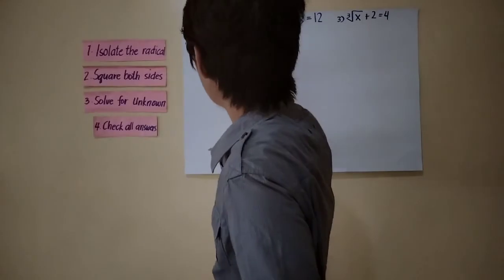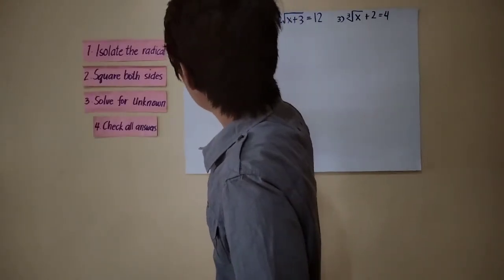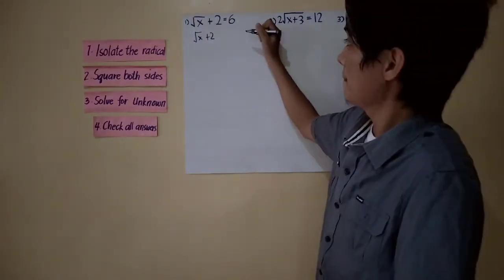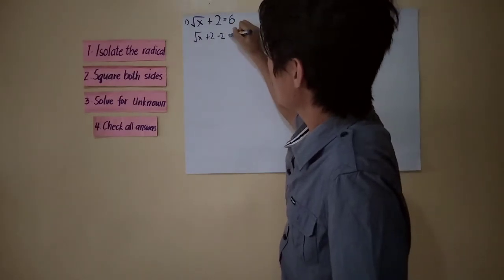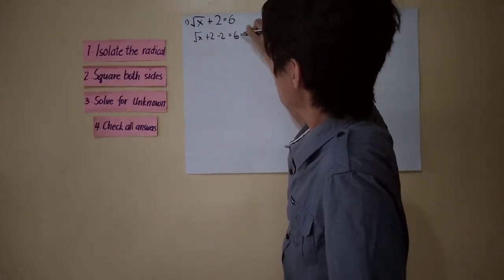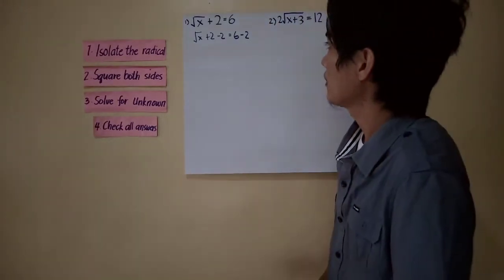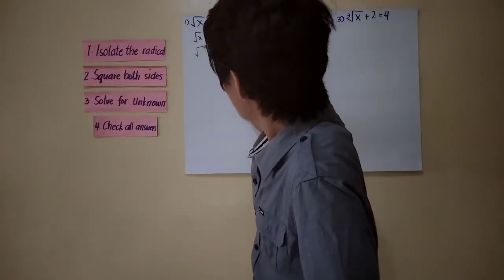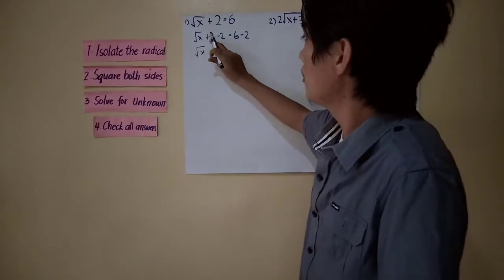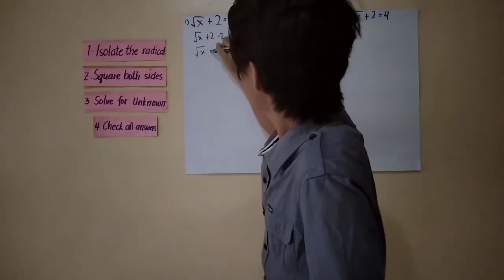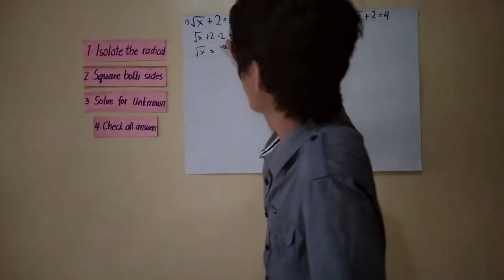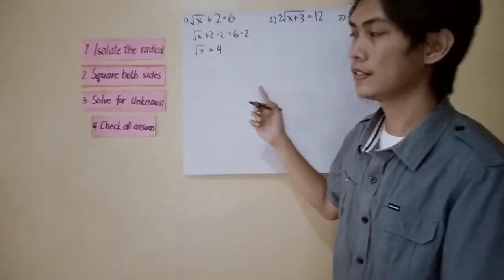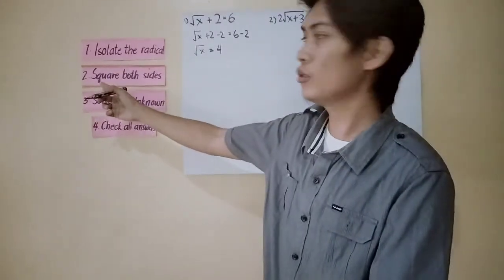So it's going to turn like this. Square root of x plus 2 minus 2 is equal to 6 minus 2. Now it's going to turn like this: square root of x, since 2 minus 2 is 0, equals 6 minus 2, which is 4. So now we've isolated the radical. We can do step number 2, which is to square both sides.